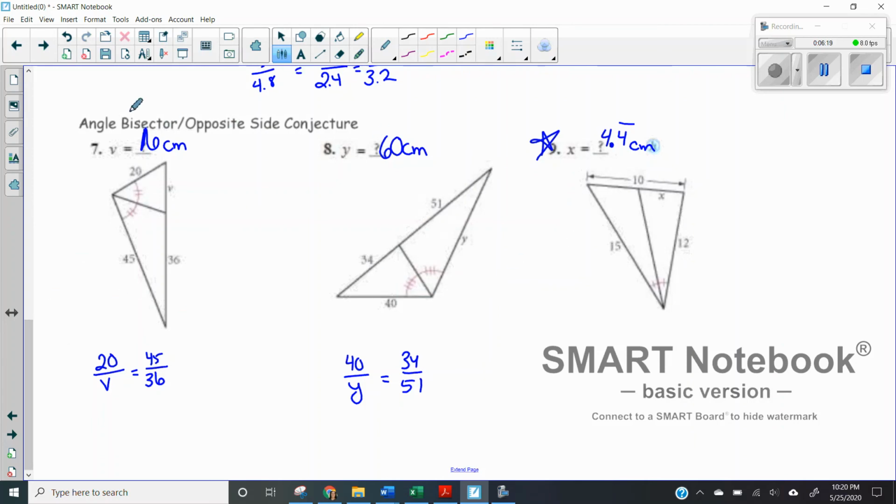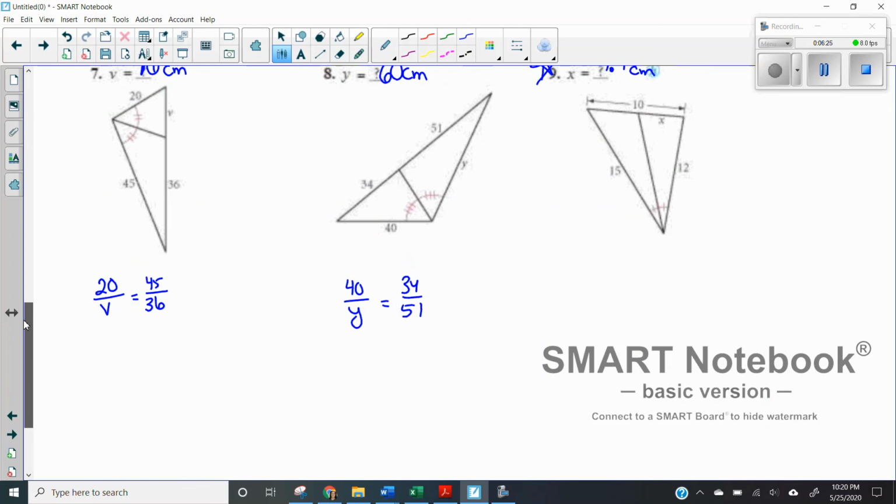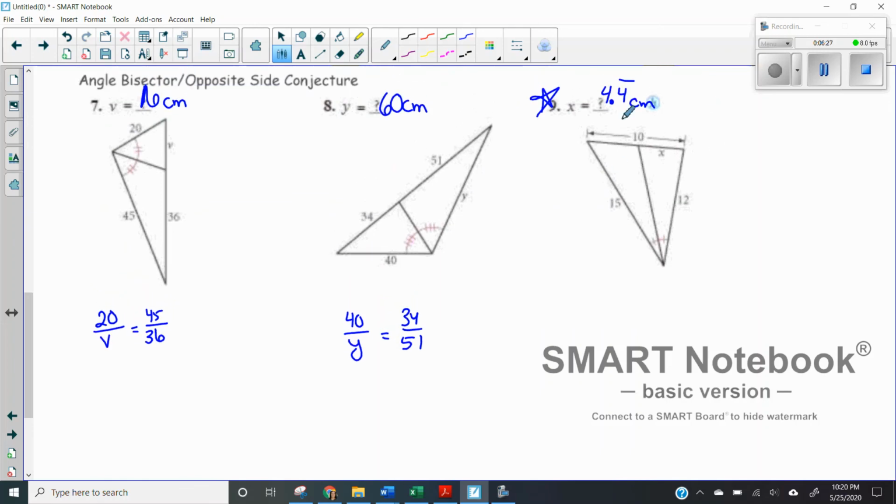I don't know if you got this far on this one. So if you got 4.4 repeating, way to go. Super proud of you on that one. That one is really tricky. Because the tricky thing is here, we've got this angle bisector, but we know the two pieces add to 10, but we do not know what each side is individually. They're not 5 and 5, right? Look at these. That doesn't necessarily cut that in half. The only time that would happen is if this was an isosceles triangle here, but it's not.